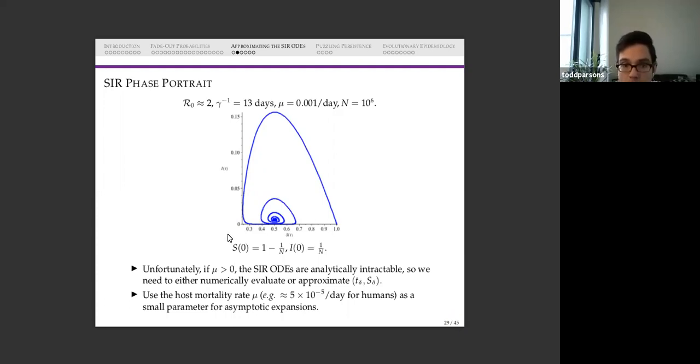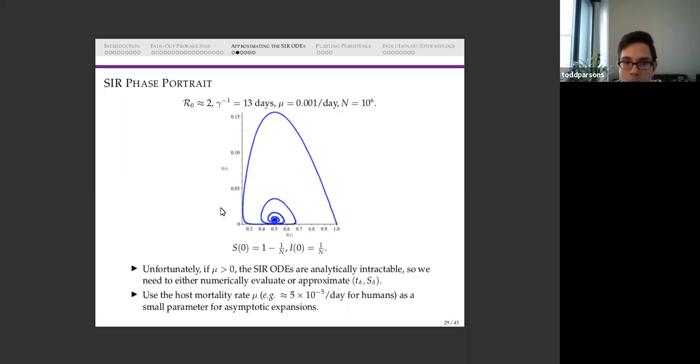Here, again, this is my initial condition at this point. What I need to do is identify a point here, which I'm going to use as a starting point for my second approximation. Again, we can't actually solve these analytically, even these simple ordinary differential equations.